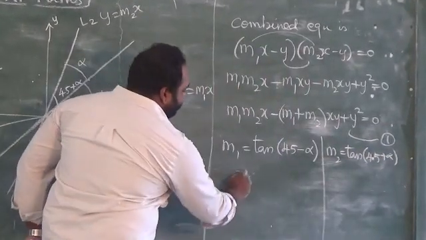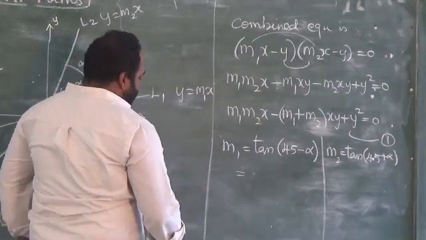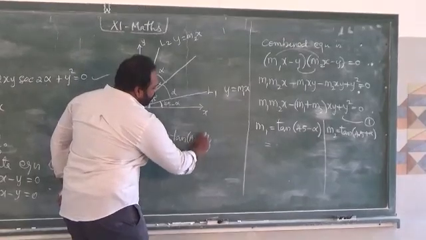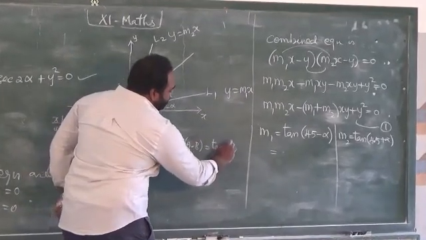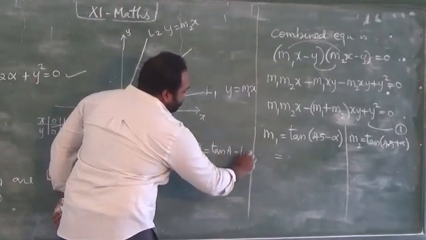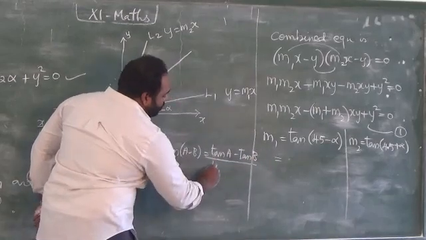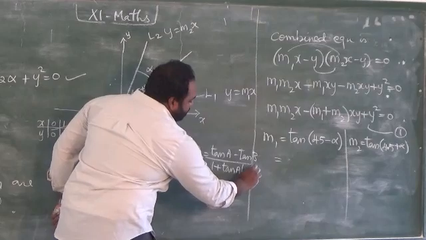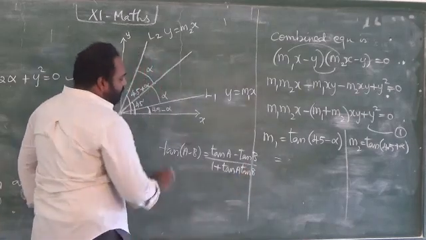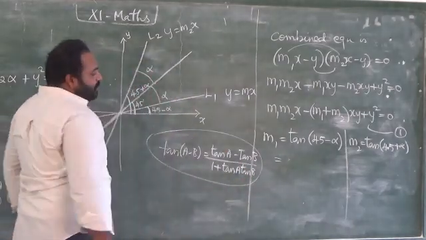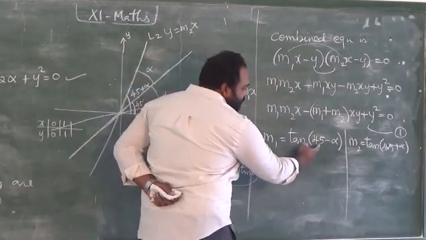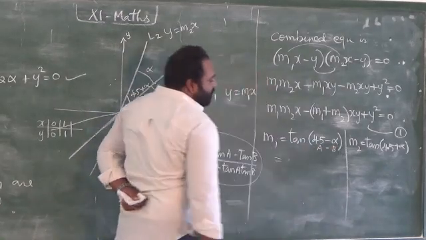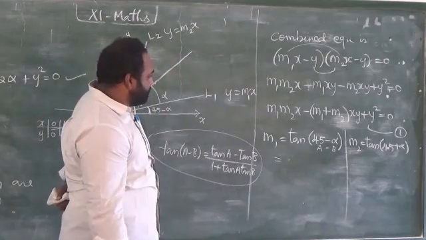So here we have a formula, the tan A minus B formula, which is tan A minus tan B by 1 plus tan A tan B. This is the formula for tan A minus B. So here also we can assume the A minus B formula. I am going to apply the tan A minus B formula.